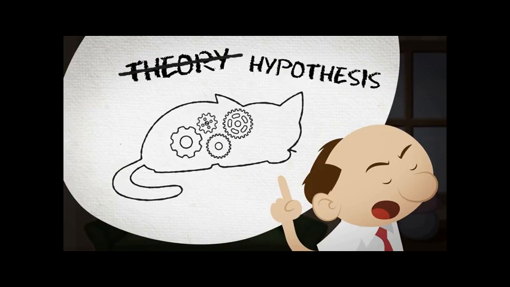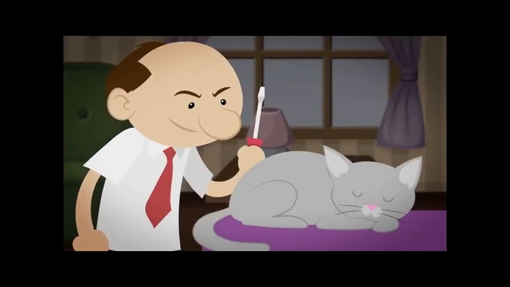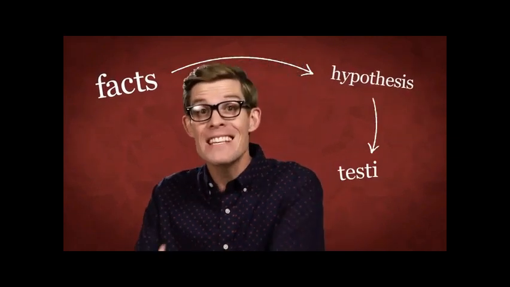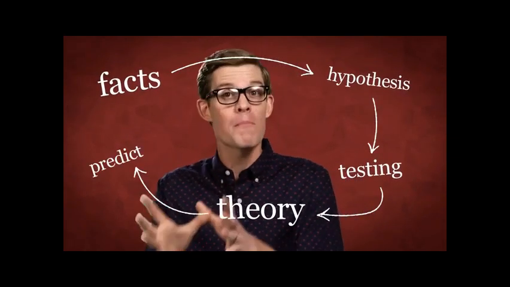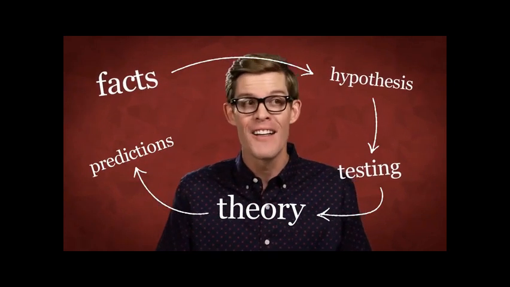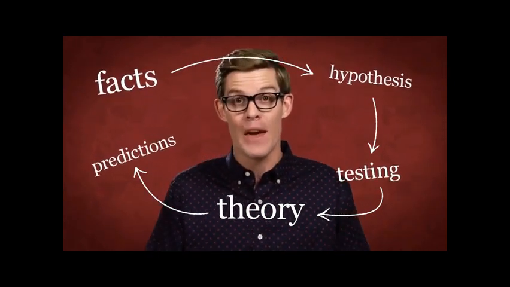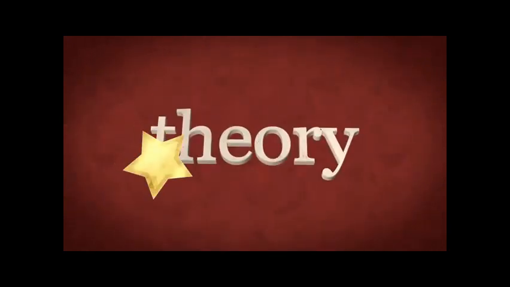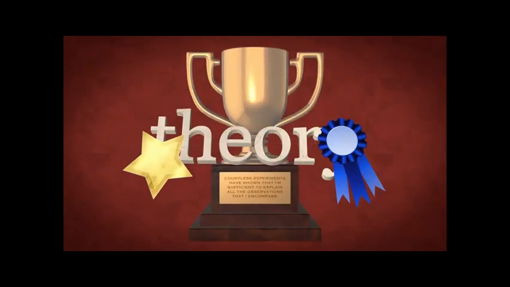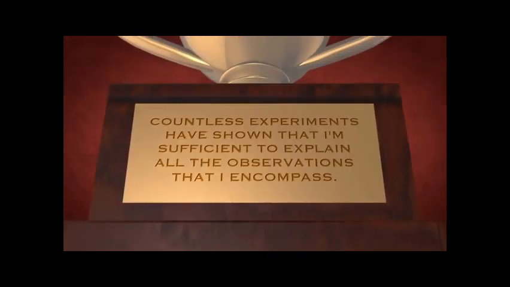It's something that could be tested, but don't try this at home. This cycle, taking facts and observations, thinking up possible explanations, testing those explanations, and then making predictions based upon them, that's what this whole science thing is about. Being a theory isn't a bad thing. It means that idea got the gold star, the blue ribbon, a big shiny trophy that says, countless experiments have shown that I'm sufficient to explain all the observations that I encompass.